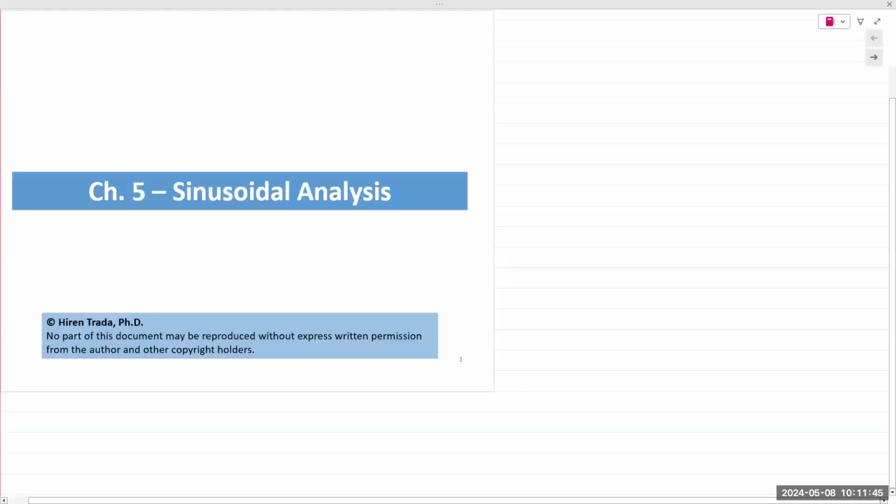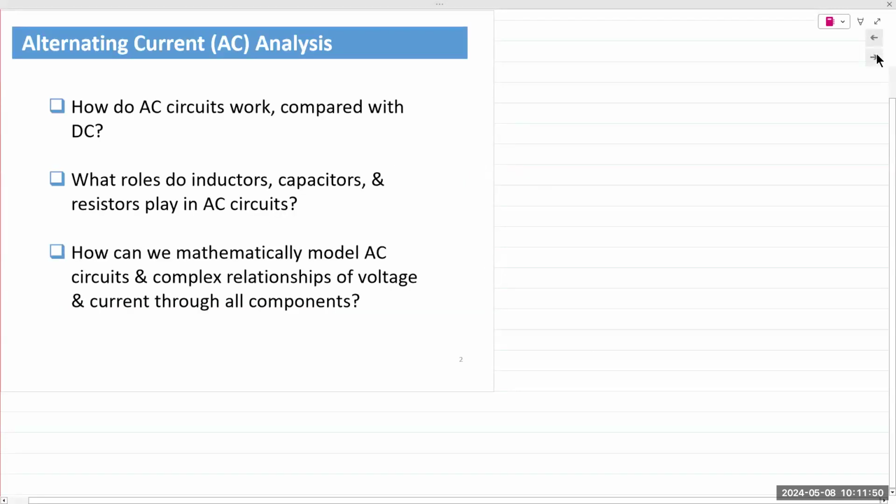All right, sinusoidal analysis. What we look at in here is we'll study how AC circuits work compared to DC. When we say AC circuits, the components are still the same. These are the only three components we study: resistors, inductors, and capacitors, R, L, and C. The thing that makes this an AC circuit is the application of the AC source, meaning instead of a DC voltage or DC current, we are now applying an AC voltage or AC current. So we'll see what roles these components have to play and how we can mathematically model the relationships between the voltage and current for all these quantities.